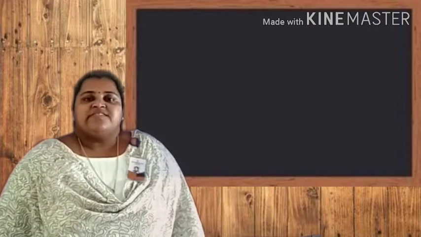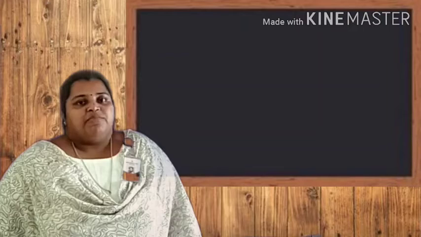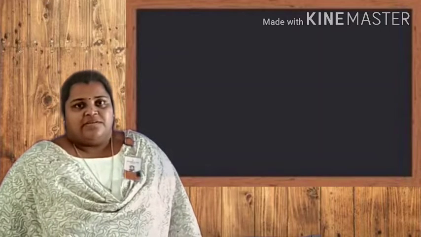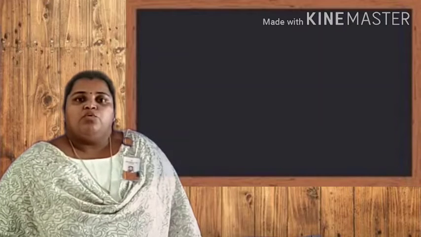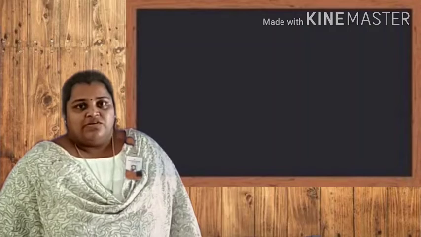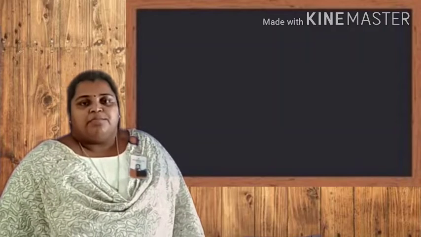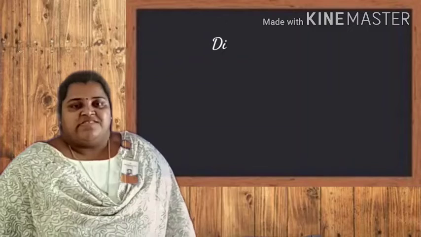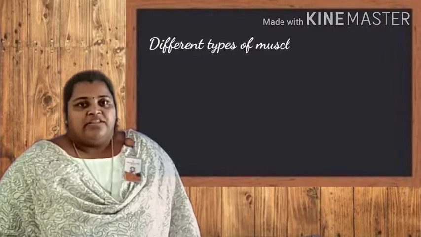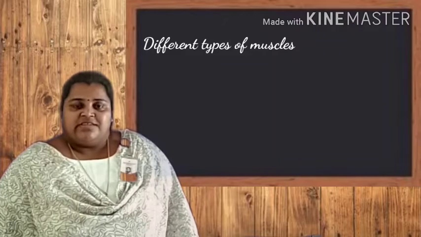In this session we are going to discuss different types of muscles and their characteristic features. The diversity in movement is also evident in the muscles. Our body is made up of different types of muscles. Let us discuss in detail these different types of muscles.